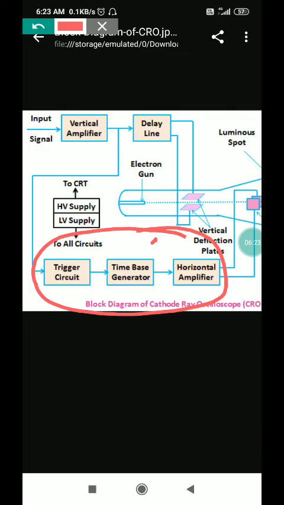This trigger circuit not only feeds the time based generator, but it also feeds the time delay circuit. What does the trigger circuit do? Basically, what a trigger is, is the DC voltage level that tells the system to start showing the waveform once the signal under consideration crosses this DC voltage. For example, let us consider your signal is of 5 volt. It's rising from 0 volt to 5 volt and again coming back from 5 volt to 0.